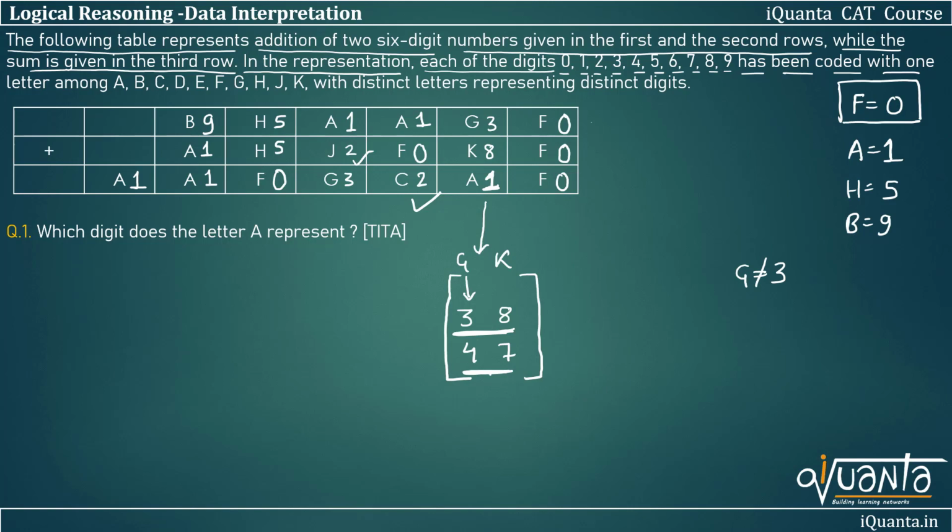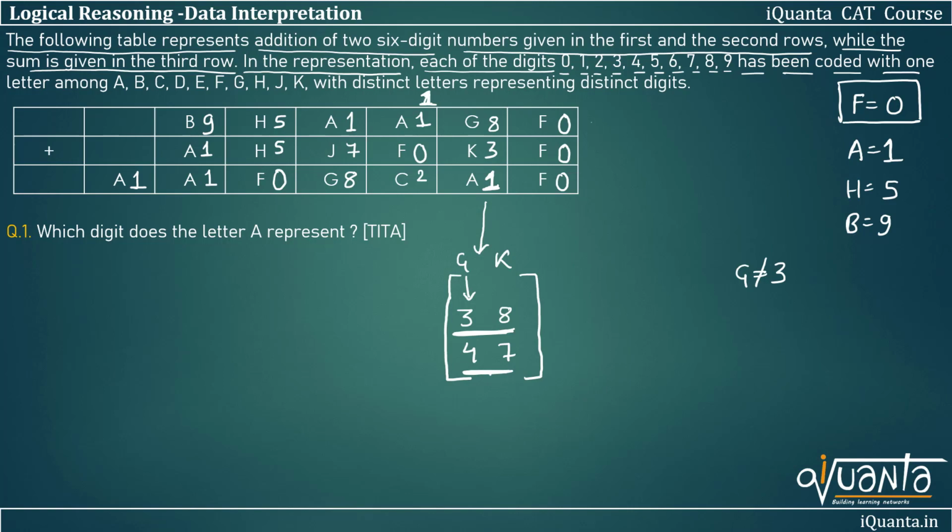Let us take G equals to 8 now. So if G is equal to 8, K will be equal to 3. In that case, a carry will come over here, which will be 1, and C will become 2. Since G is 8, G will also be 8 over here, and J must be equal to 7 over here.